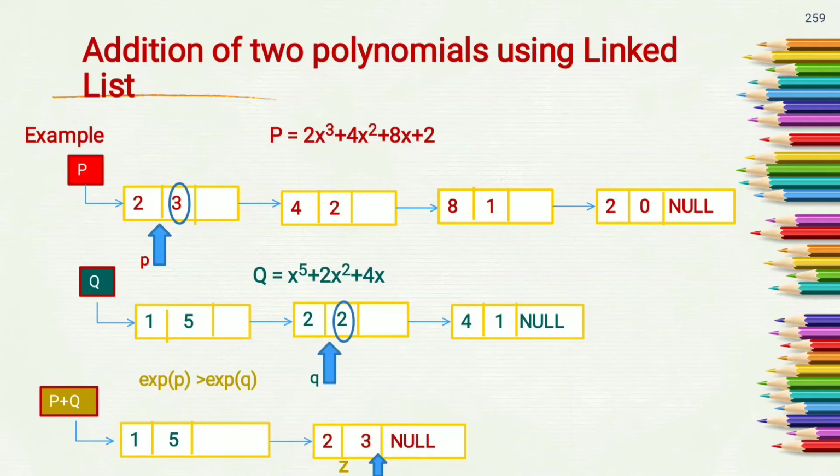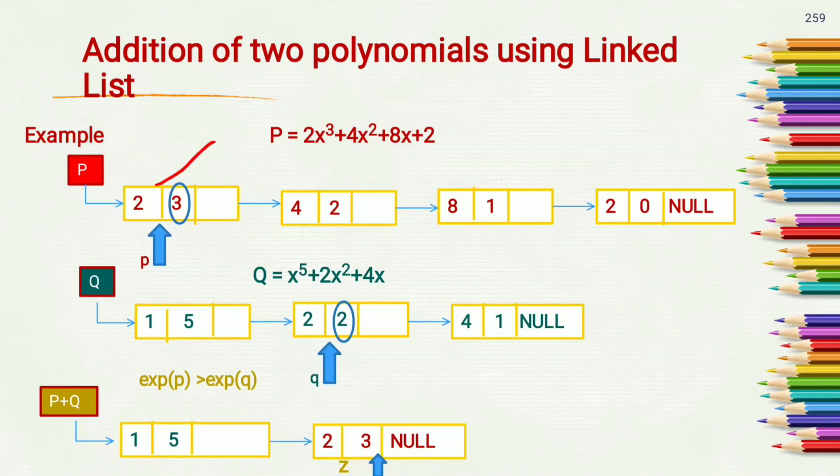Now again we have to compare the exponent of the node pointed to by P and the exponent of the node pointed to by Q. Here you can see the exponent of P is greater than the exponent of Q. So we have to copy the coefficient part of P into the coefficient part of Z and the exponent part of P into the exponent field of Z, and put null into the link field of this node. And now the previous node is pointing to this node as this is the second node of the linked list.